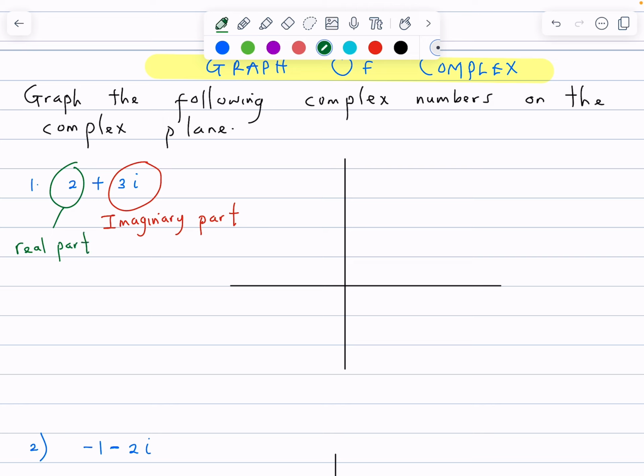So now the real part is usually on the horizontal axis. So I'll put Re, real axis, the real part. And the imaginary part we plot on the y axis, the vertical axis. So I'm just gonna write Im. In some places you will see Im axis.